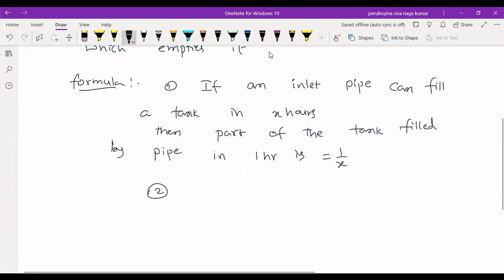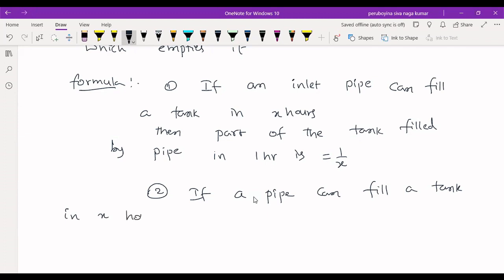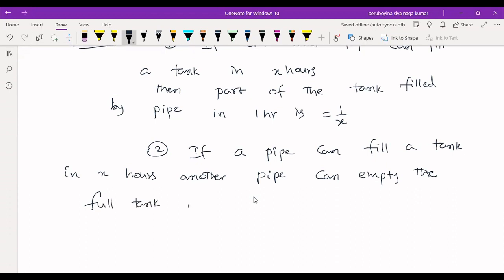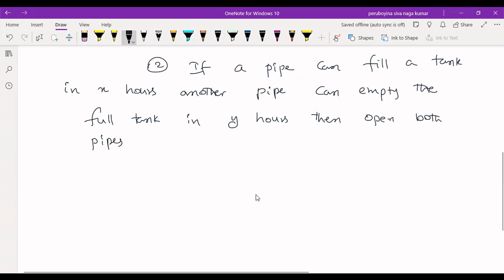Second point. If a pipe can fill a tank in X hours, and another pipe can empty the full tank in Y hours, then open both pipes. Then we have two different cases.